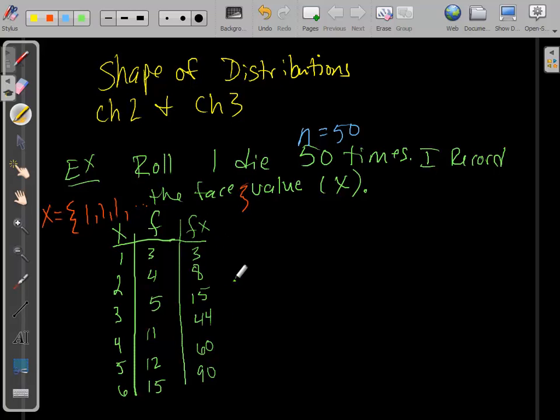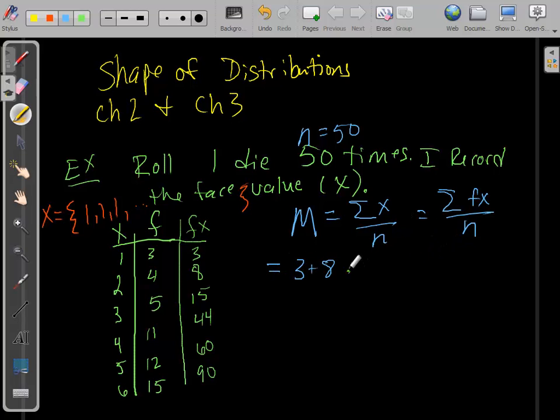So this would give us a total value of our distribution, and then we're going to divide that by the sample size. So the formula for the sample mean is equal to either the sum of the x's directly divided by n, or the sum of the frequencies times the x, then divided by n. So we have 3 plus 8 plus 15 plus 44 plus 60 plus 90. All of that will be divided by 50. So that's the sample size.